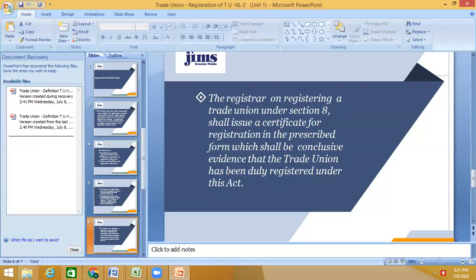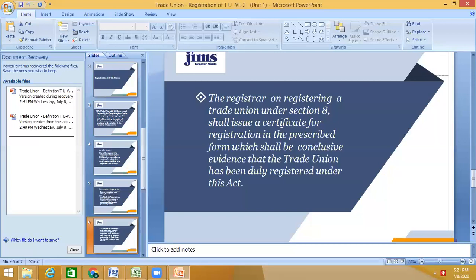So number one is the name of the trade union. What is the name of your trade union? You need to highlight that. You should focus on that. Number two is the whole of the objects for which the trade union has been established. What is the object? Why have you formed this trade union? So you have to specify that also, what is the whole object of your trade union.